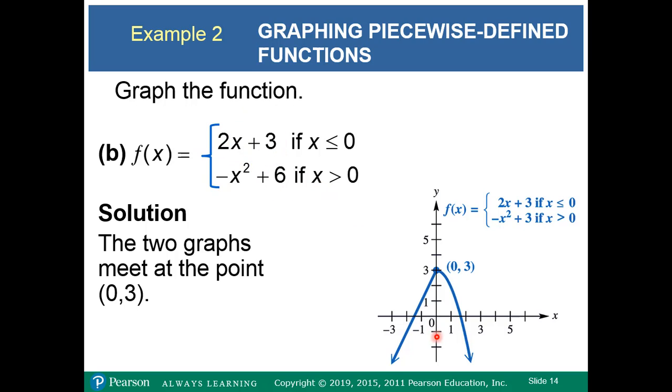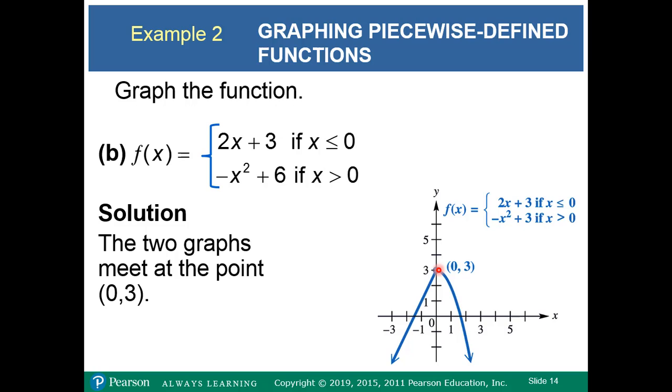Now notice that at x equals 0, they both have the same value, 3. Hold on a second, something's not right here. Oh, this should be 3. It's a typo. This should be 3, not 6. So at 0, they both have a value of 3. That's why this one tends to be continuous, because of the way it's defined.